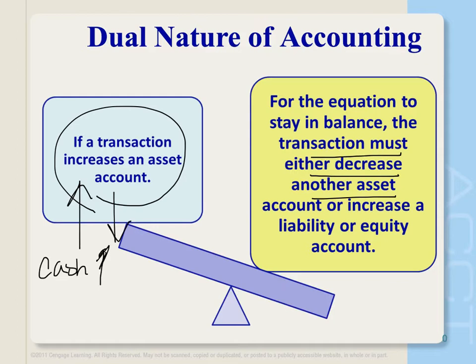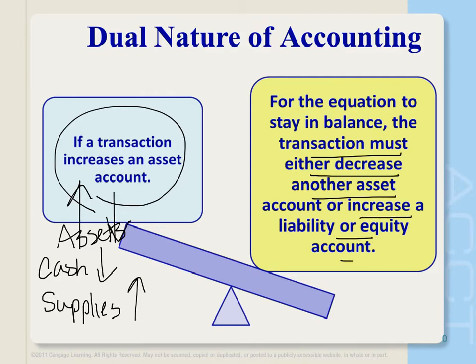Actually, let's go backwards here a minute. I'm going to decrease cash and increase supplies. Both of these accounts are on the same side of the equation, on the asset side. So therefore, I'm just exchanging one asset for another. That's what they're talking about here. Or I have to increase a liability or equity account if I don't do this. And we're going to walk through several examples here in this slide module, and then we're actually going to have an opportunity to work through an example together.